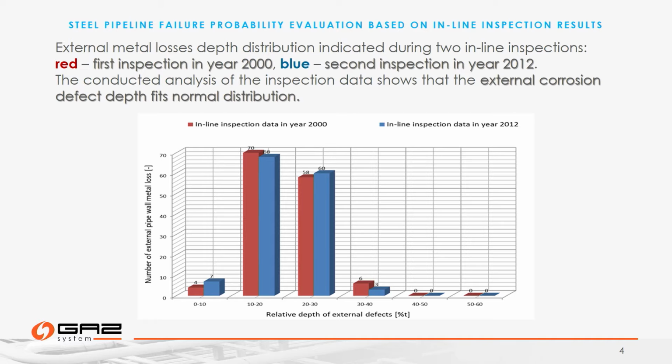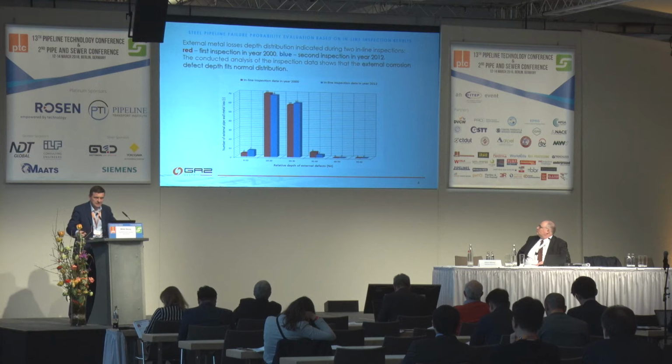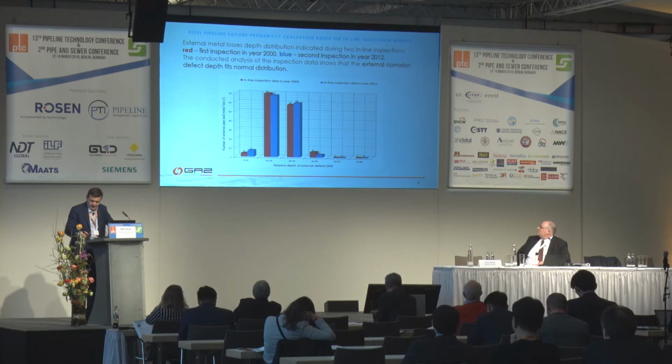Here are shown the defect depth scopes: up to 10% of wall thickness, between 10% and 20%, between 20 and 30, and so on. And the deepest defects are located in the scope between 30 and 40% of wall thickness of the studied pipeline.